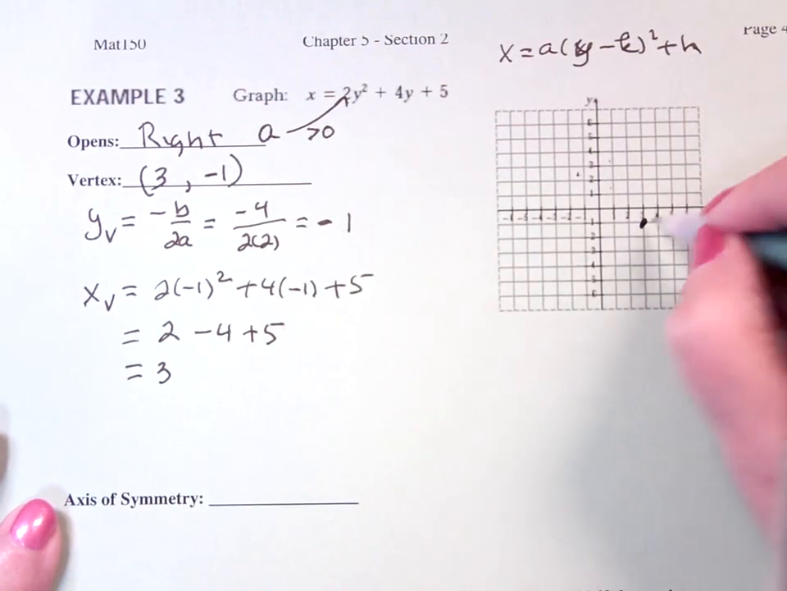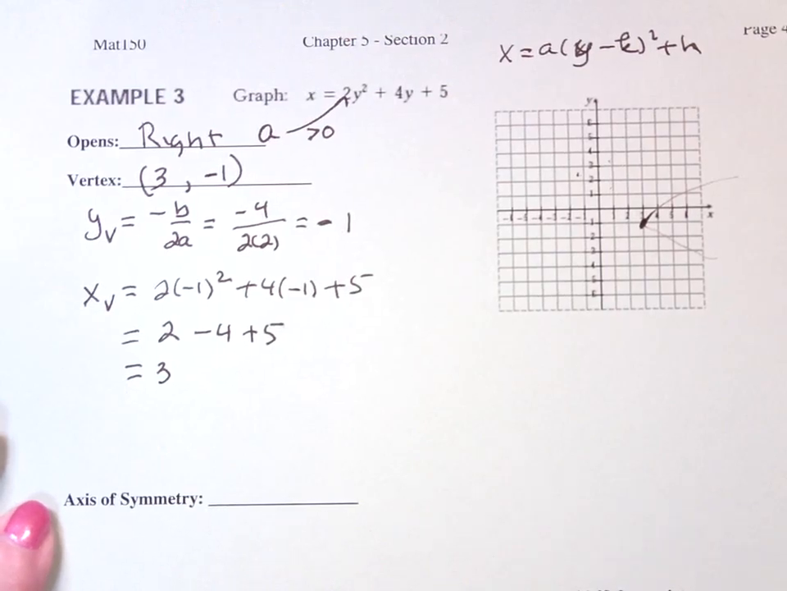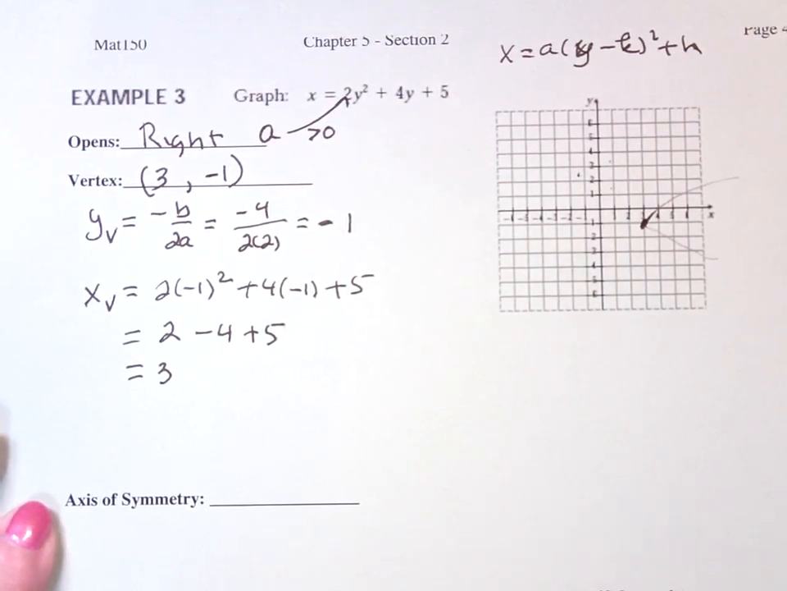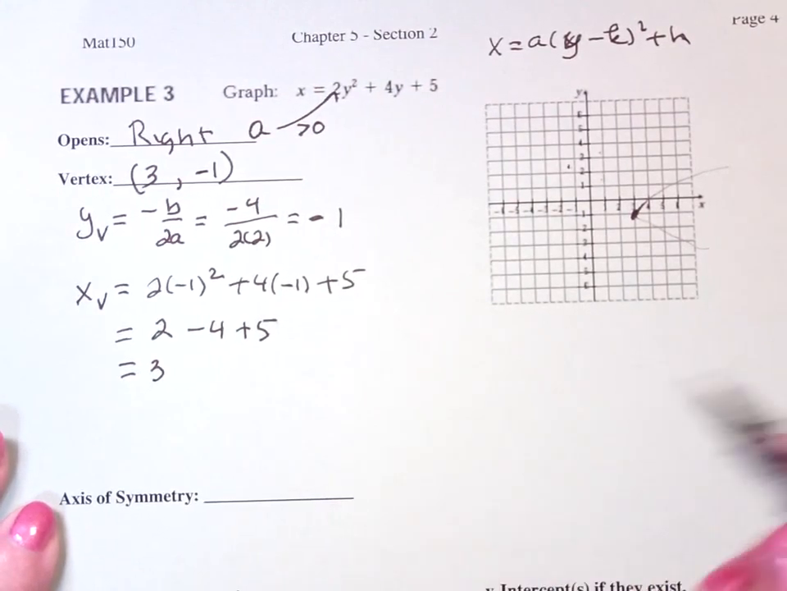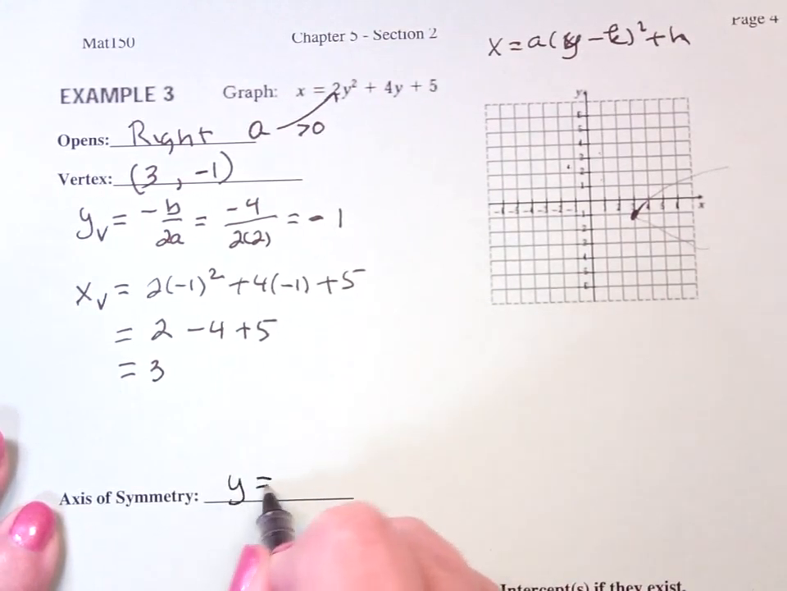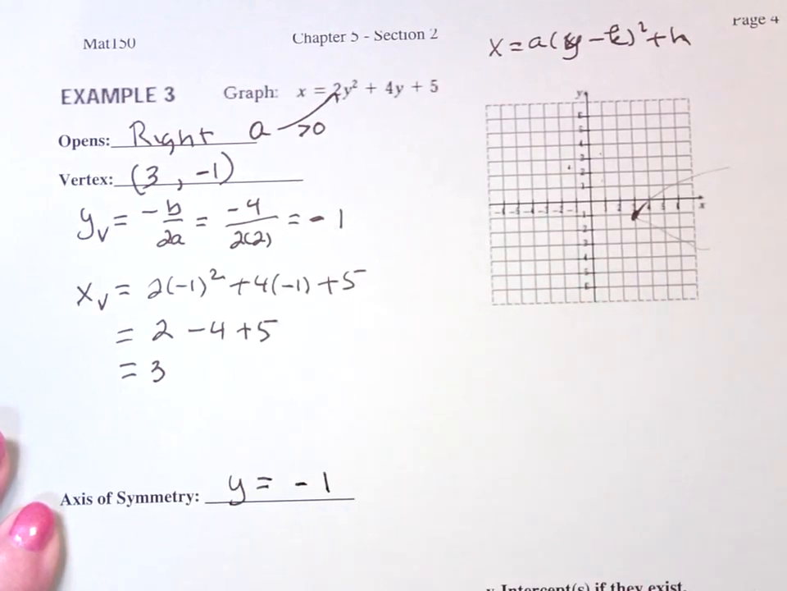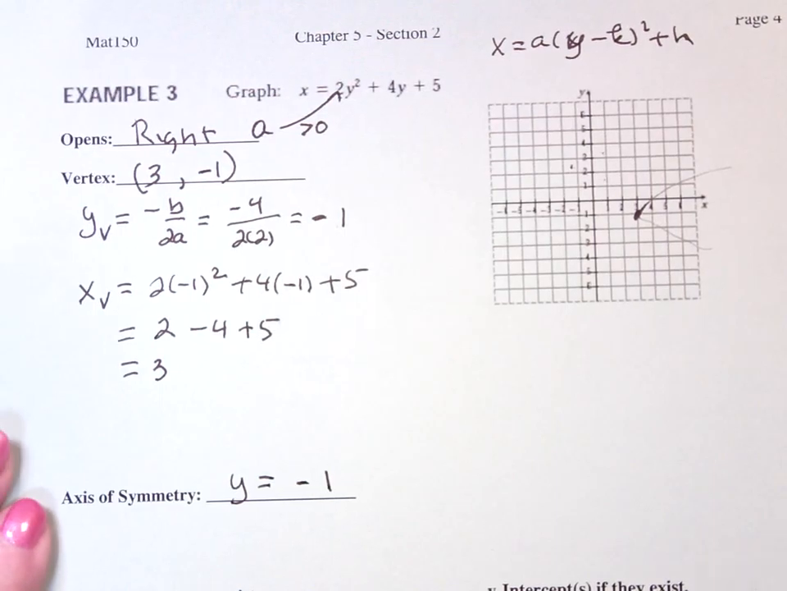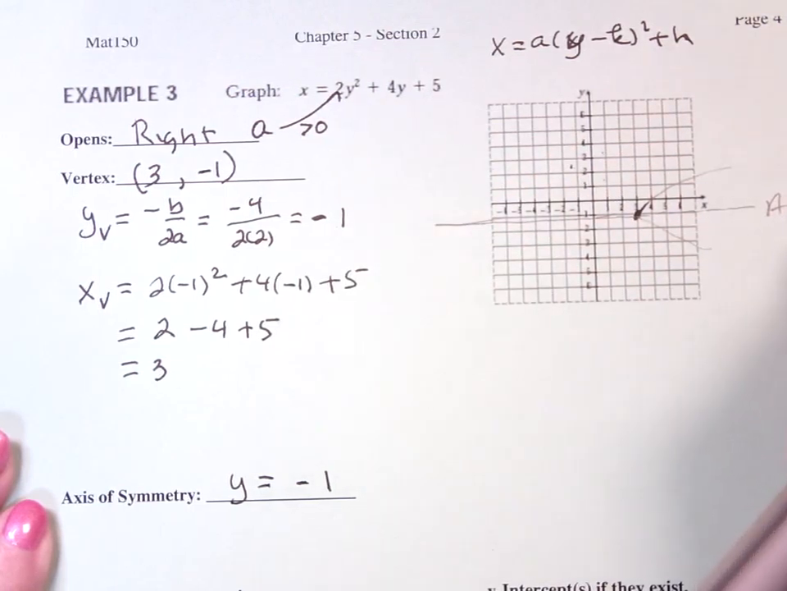And he opens to the right, which tells you, am I going to have x-intercepts? Or y-intercepts, excuse me. It's going to cut the x-axis, but it's not going to cut the y-axis. What's the axis of symmetry? Well, it's a y equal, since it runs left to right, it's horizontal. So it's y equal negative 1. So it goes right through the y-coordinate of that vertex. So that's the AOS.